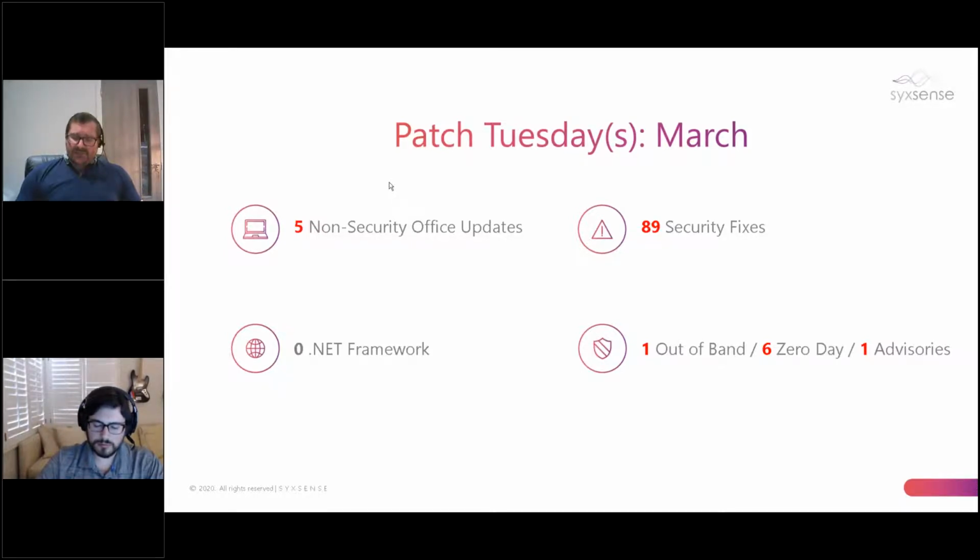There was, interestingly enough, a security update for Office 2010, which officially became obsolete, but they're still releasing updates for it. Yesterday we had a rather large list of vulnerabilities fixed, 89 in total, with no .NET framework vulnerabilities fixed, which is the third Patch Tuesday of the month. The third Tuesday is normally reserved for .NET framework previews, and we also had one out of band 60 days and an advisory to look at as well.